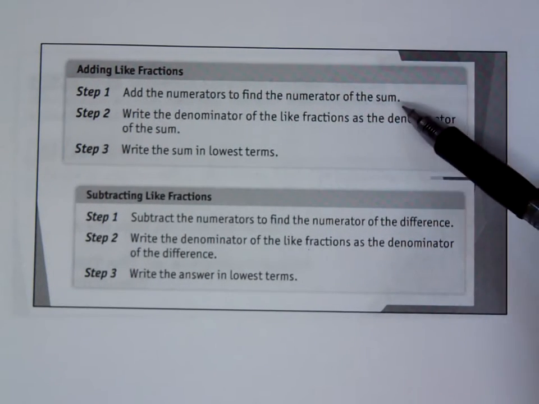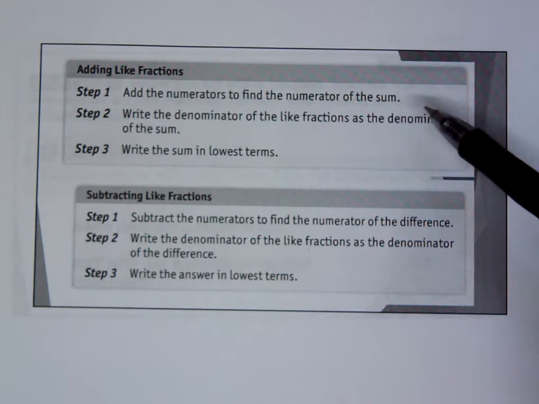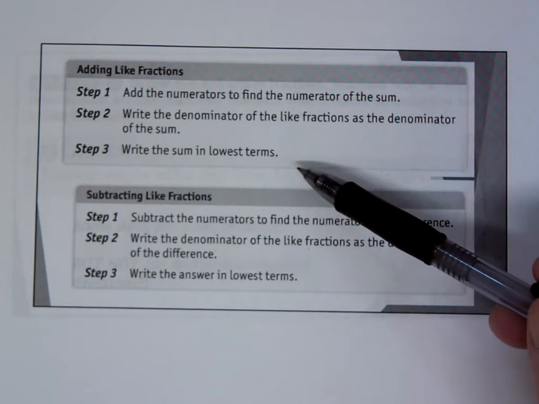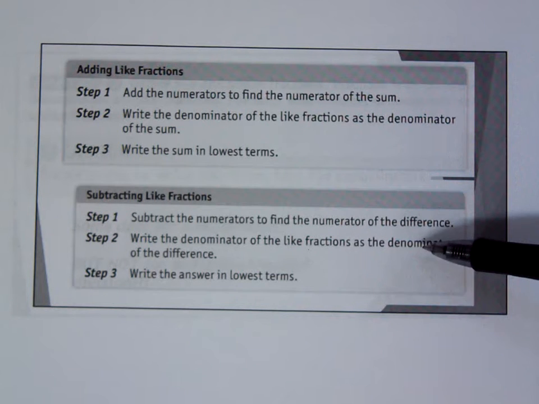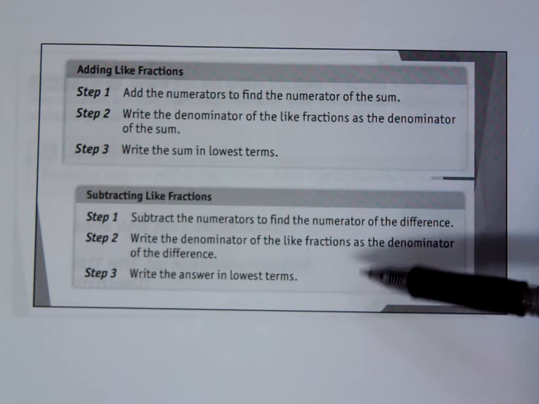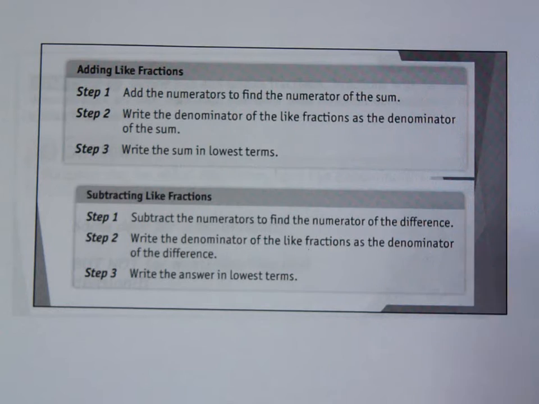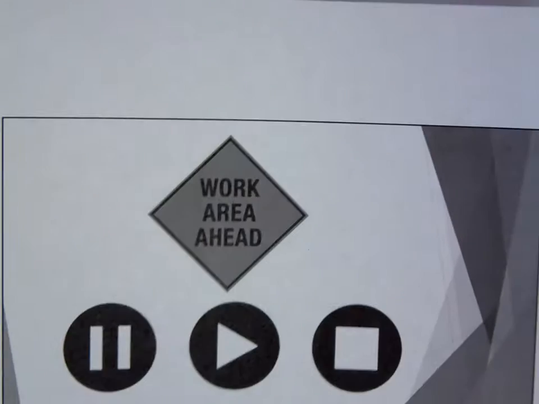Once you have a common denominator, you add the numerators, and that's the sum of the numerators. And the denominator remains the same. You always write the answer in lowest terms. You do the same thing for subtraction, except you subtract the numerators, and again the denominator remains the same, and you write the answer in lowest terms.